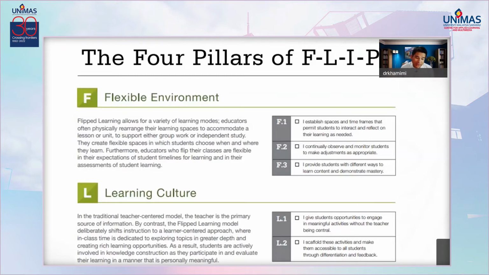And furthermore, educators who flip their classes are flexible in their expectation of students' timelines for learning and their assessment of student learning. So UNIMAS, you may adapt this kind of checklist, F1, F2, F3. F1: I establish spaces and time frames that permit students to interact and reflect on their learning as needed, check. F2: I continually observe and monitor students to make adjustments as appropriate, check. F3: I provide students with different ways to learn content and demonstrate mastery, check. That means the first F, you have already got it, for flipped learning.